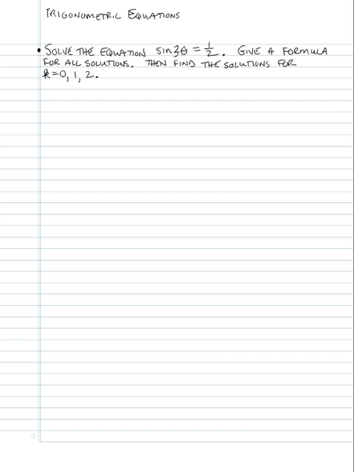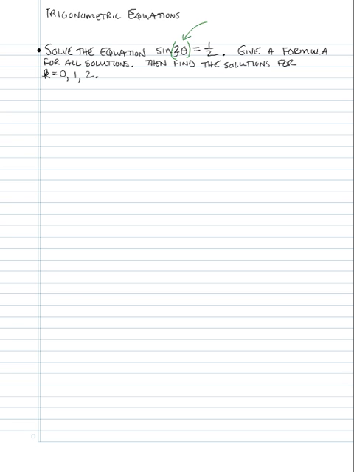Okay, we finally run into something that's different. Some of the components are the same as what we've just been doing. It says solve the equation sine of 3 theta equal 1/2. Give a formula for all solutions, then find the solutions for k equals 0, 1, and 2. Now, it sounds like the same, and it is the same directions as the problems that we've done just recently. But here is a big difference.